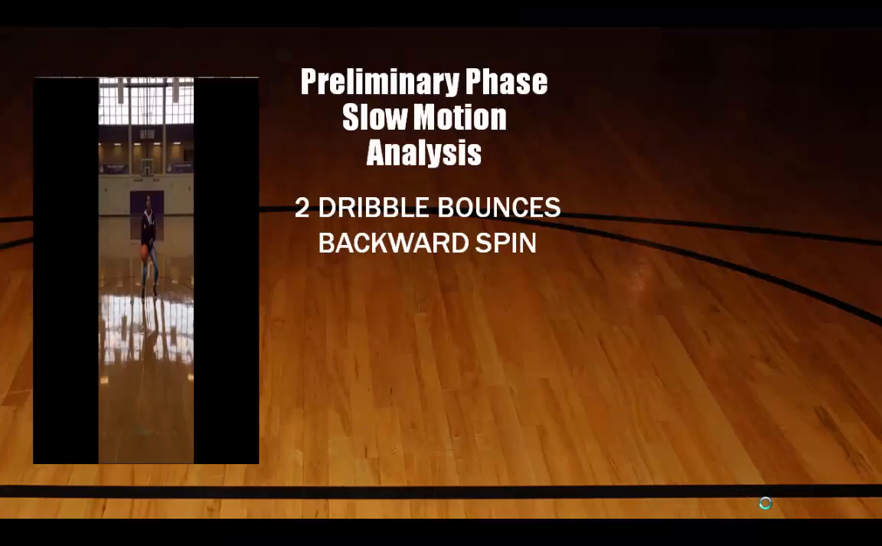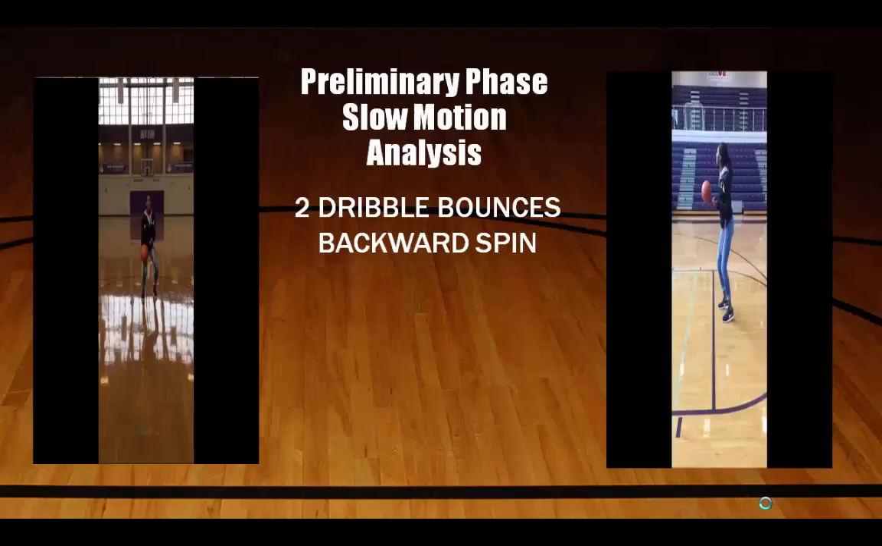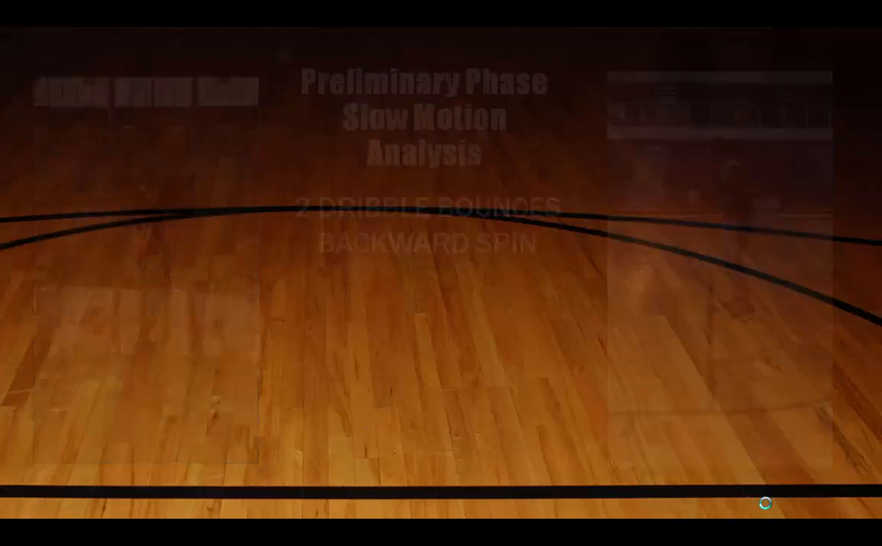She then places her hands and gets ready to shoot the free throw. Again, here you see it from the side view, another slow motion analysis of both dribbles and a back spin. This is her distinct preliminary phase.